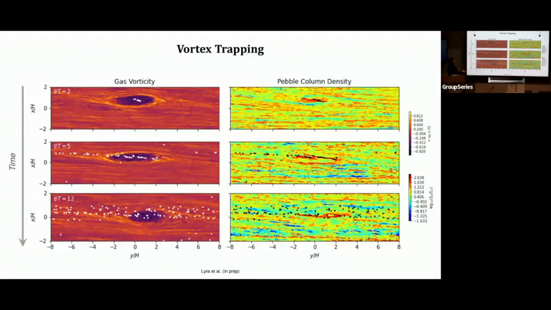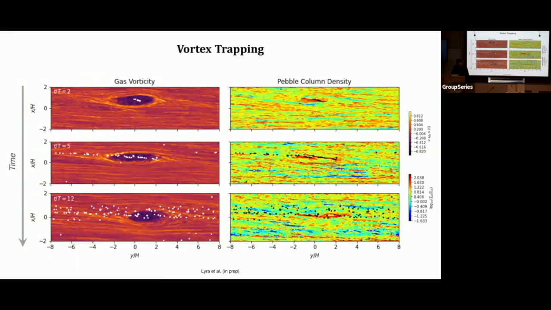You see here the vorticity in the gas, tracking the degree that the gas has vorticity, and the pebble column density in here. So you see this accumulation where the vortices are, and these dots are protoplanets that formed in this calculation. So already after 2 orbits, they already formed some of them. After 5 orbits, they form and they leave the vortex. You have many of them. After 12 orbits, they're pretty much everywhere.